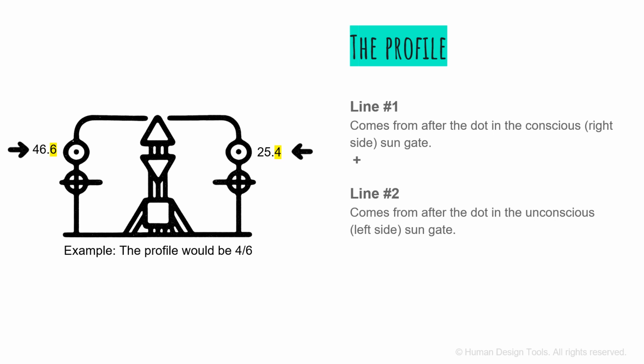And so, for example, for this one, if your sun gate had a .4 and a .6, the first number is the first part of your profile, so the 4, and the second number on the left is the second part, so this profile would be a 4-6.